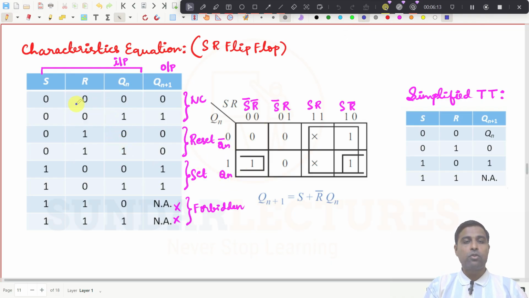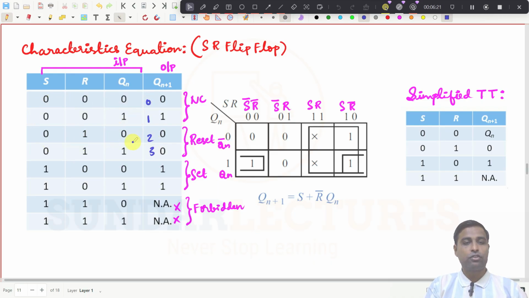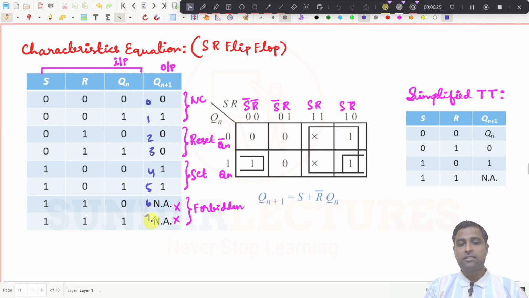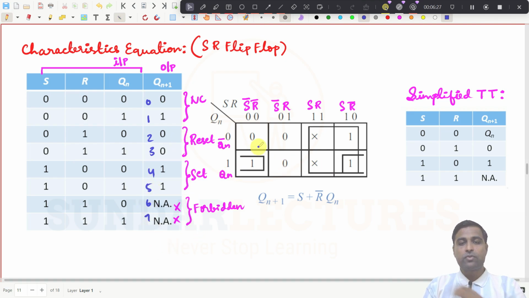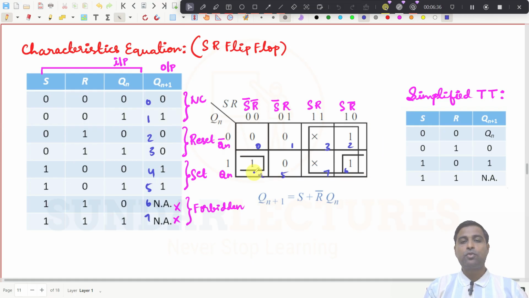And what you can do now, you put this one 0 0 0, it is 0, right? So this is a min term. If you write it in min terms, this is 0, 1, 2, 3, and this is 4, 5, 6, 7. You just substitute all these values here itself. So these are all 0.